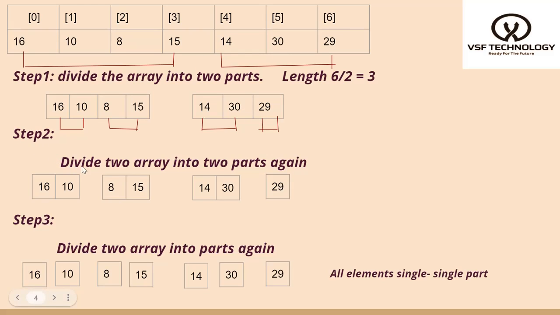Step 2. Divide the two arrays into two parts again. So like this, divide the two arrays into two parts. Step 3. Divide the arrays into parts again. So now all elements are single parts.